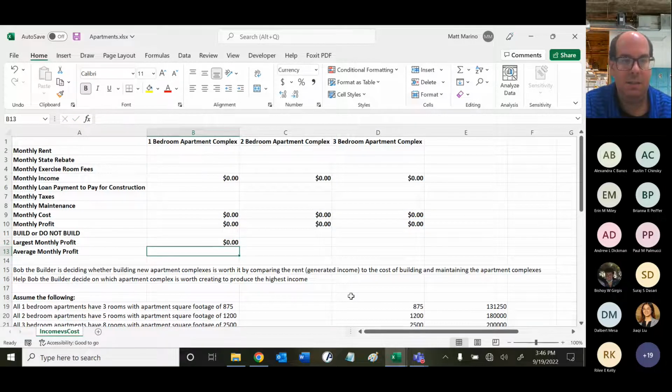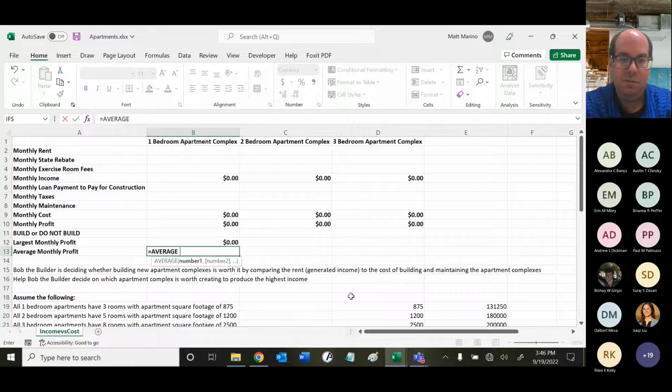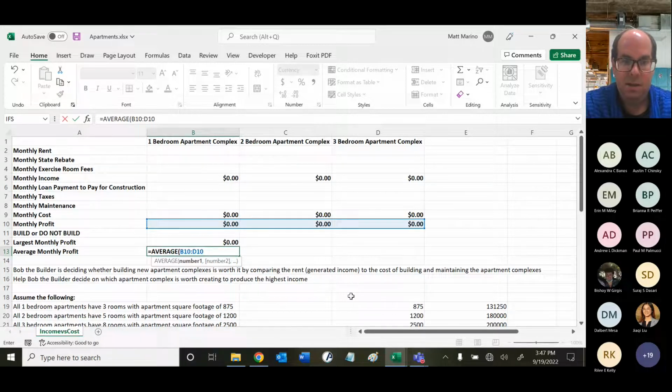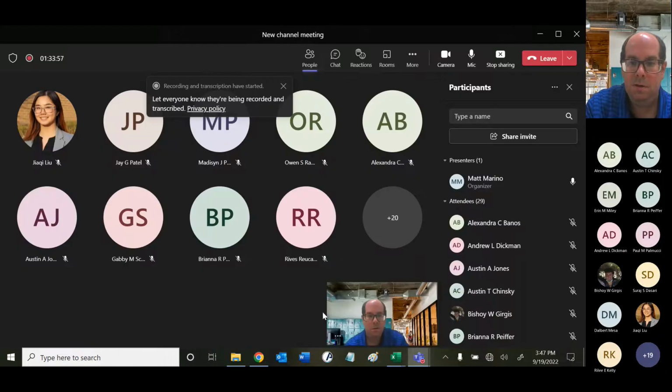And then in cell B13, do the average of those three profits. So average B10 colon D10. Okay. So everybody's now done with the muffins and caught up.